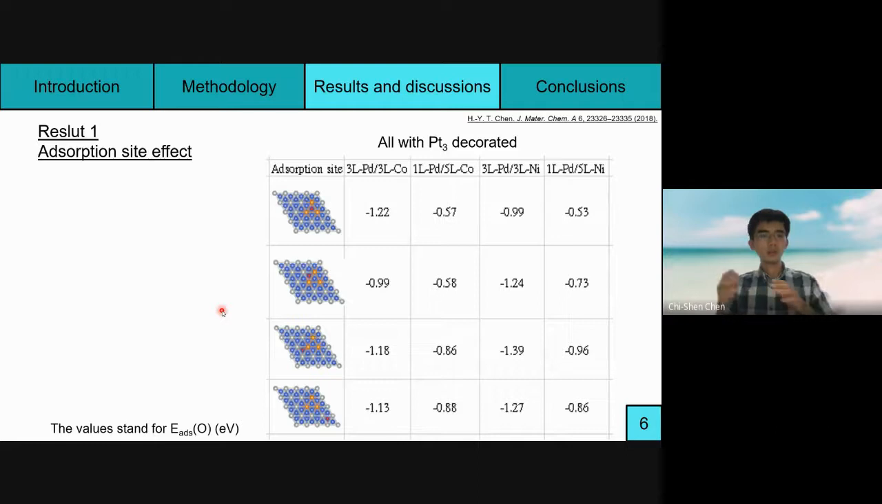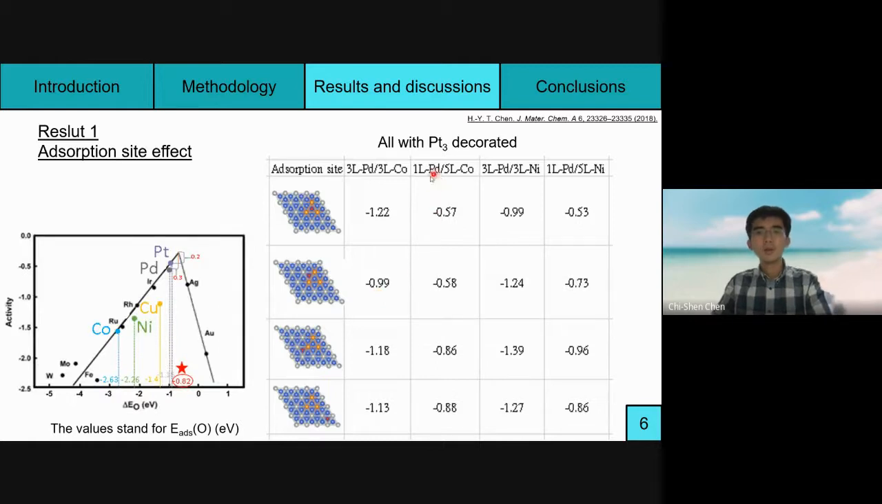Here is result 1, adsorption site effect. We can see that in 1-layer platinum 5-layer cobalt and 1-layer platinum 5-layer nickel, the adsorption energy of oxygen atom values are closer to that of platinum, minus 0.82.